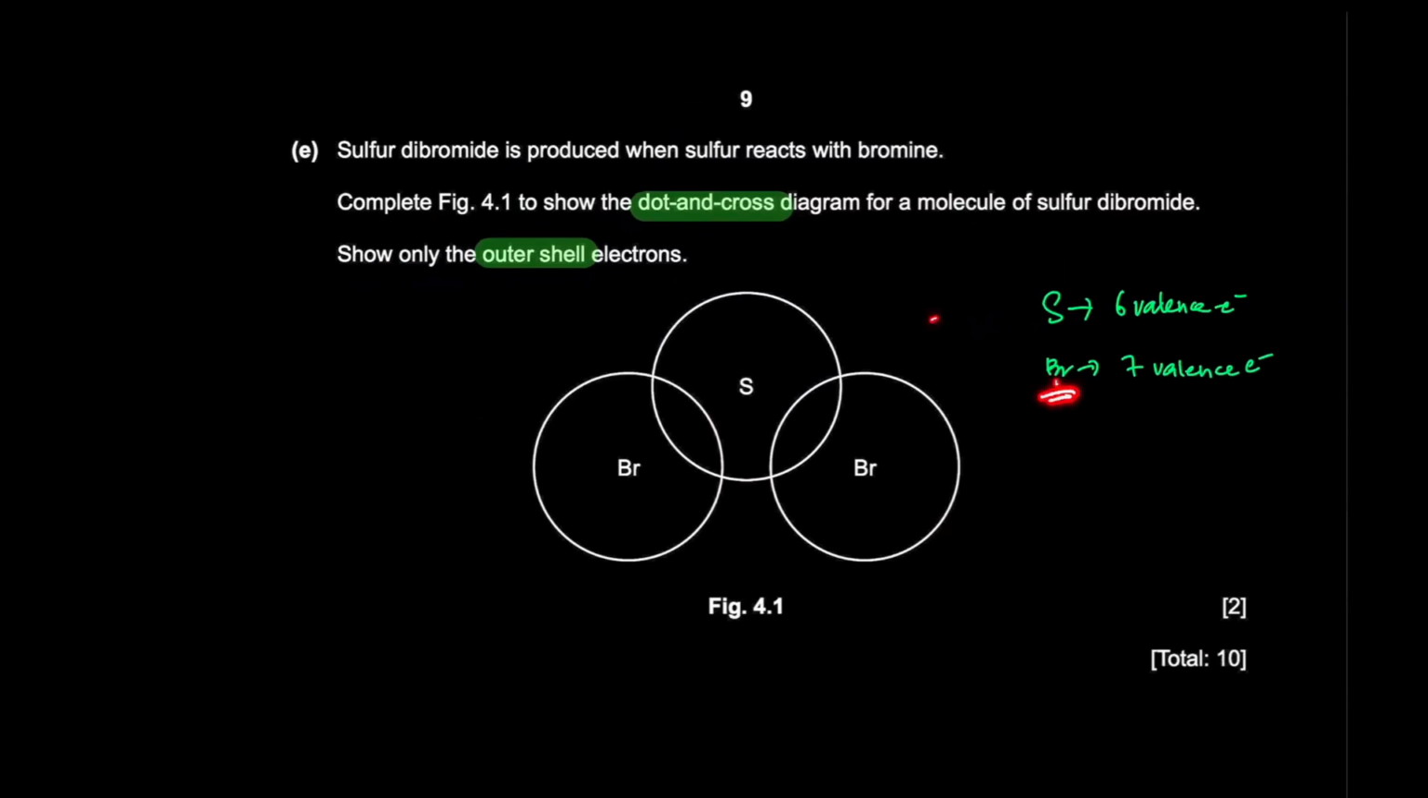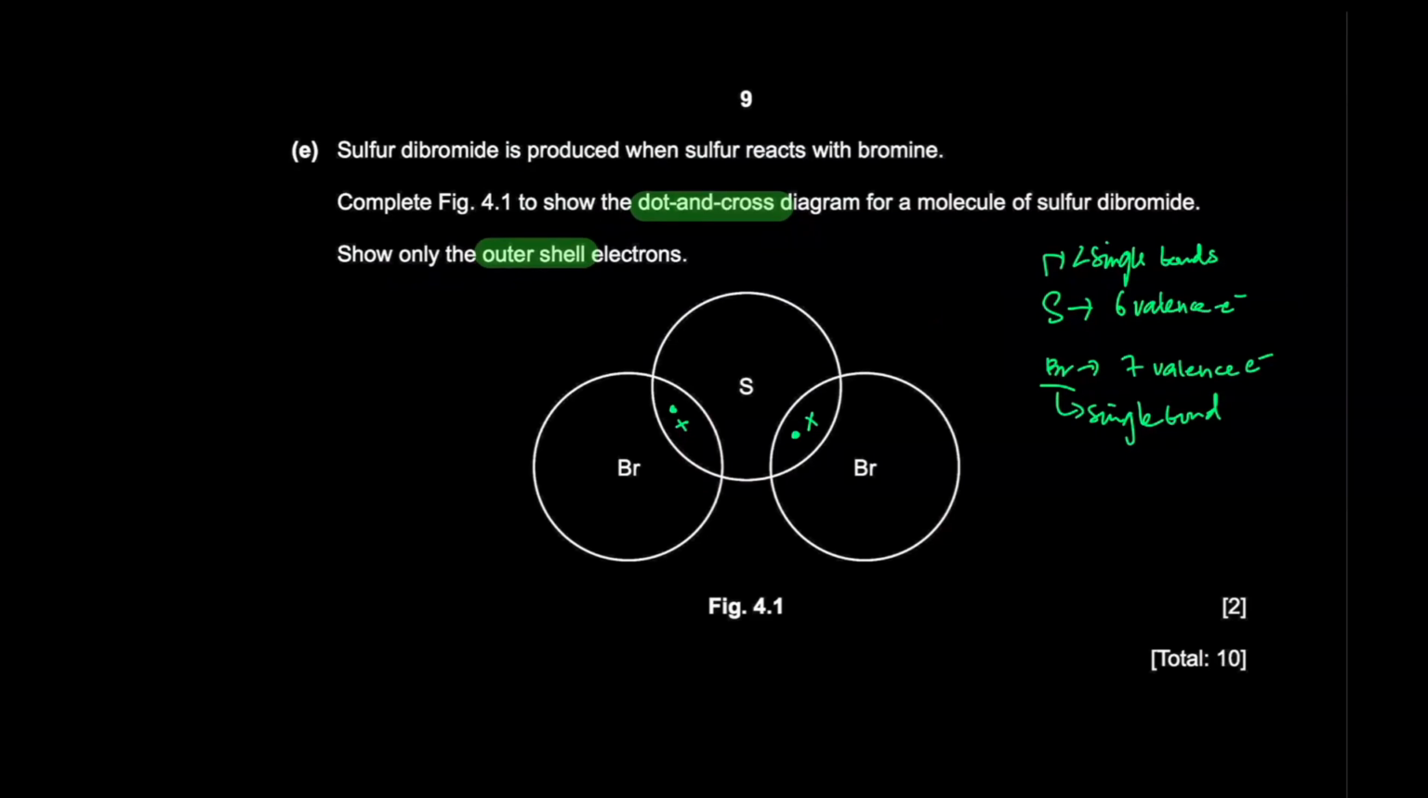So sulfur को 2 bonds चाहिए, which means that it will make 2 single bonds with the bromine, right? Because हमें कितने valence electrons चाहिए? 8, right? So we have a single bond.